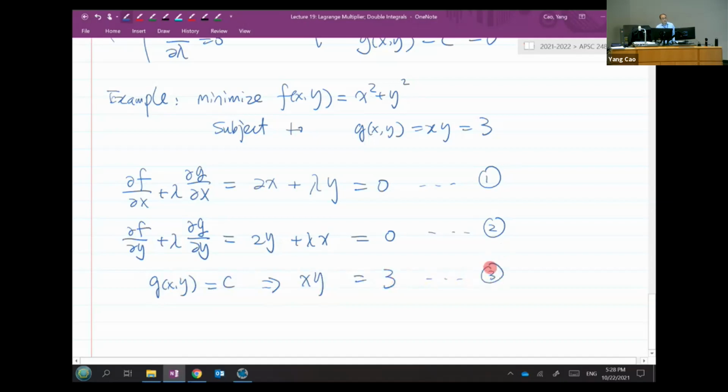3 equations, 3 variables. And now we need to solve for x, y. If the question asks for lambda, then you can solve for lambda. But sometimes you solve for lambda through the process at the same time. Again, these kinds of situations often give you a set of nonlinear equations.